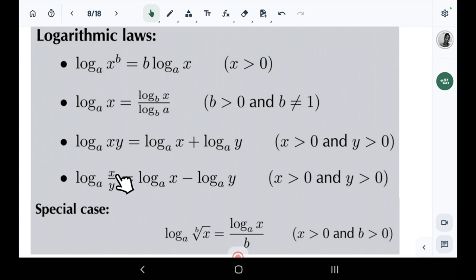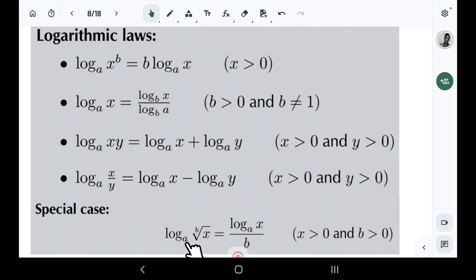Now, the log of a quotient of two numbers, x over y in this case, no longer a product, is equal to the log of x to the base a minus the log of y, the denominator, to the base a. So you subtract the log of the denominator, whereas in this one, you add the logs of both the individual factors. Now, we have a special case here. Remember, I told you that exponents and their relationship to logarithms imply that surds also have a relationship with logarithms.